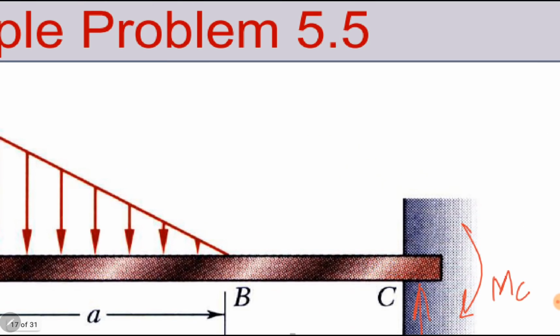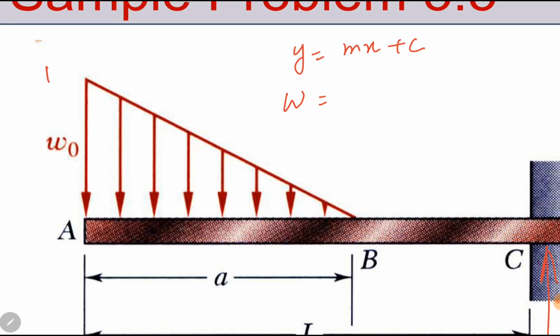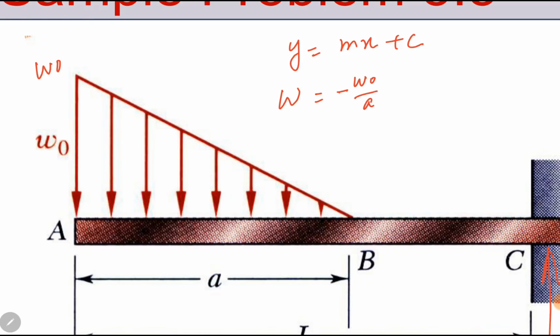For a line, we have an expression of y is equal to mx plus c. m is slope and c is the vertical intercept. Here, w is the load. It is equal to m. Slope is W naught over A. But since it is decreasing, it will be minus W naught over A into x plus c. What is the y intercept? This is the vertical intercept. It is W naught. So this expression becomes W naught into (1 minus x over A).